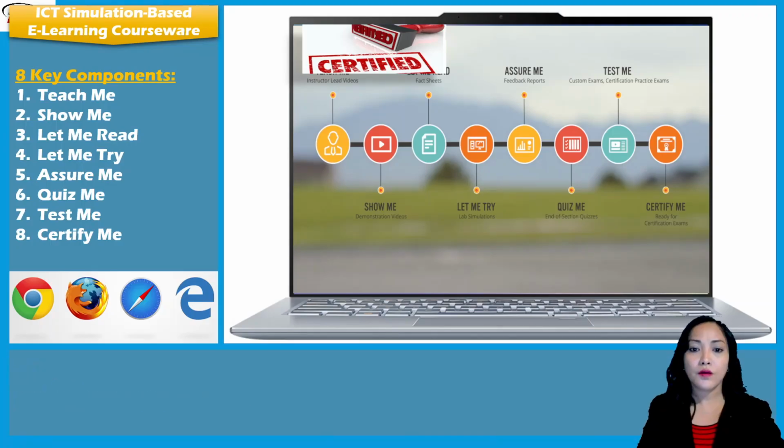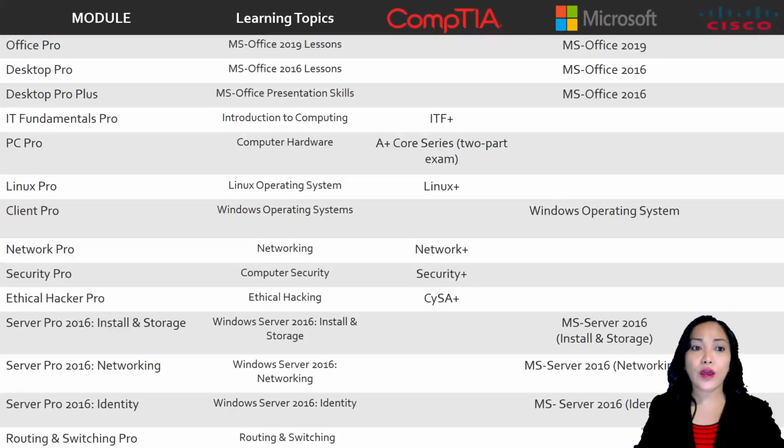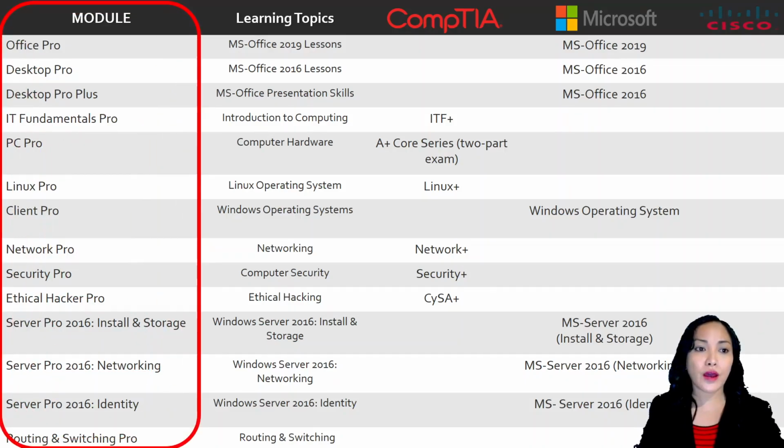Okay, there you have it. You have all those modules. For the modules, you have the Office Pro, Desktop Pro Plus, IT Fundamentals Pro, PC Pro, Linux Pro, Client Pro, Network Pro, Security Pro, Ethical Hacker Pro, Server 2016 Install and Storage, Networking, Identity, and then the Routing and Switching Pro.